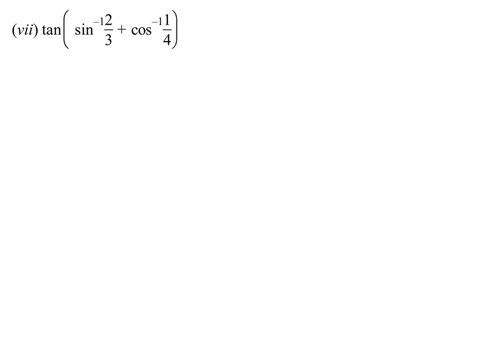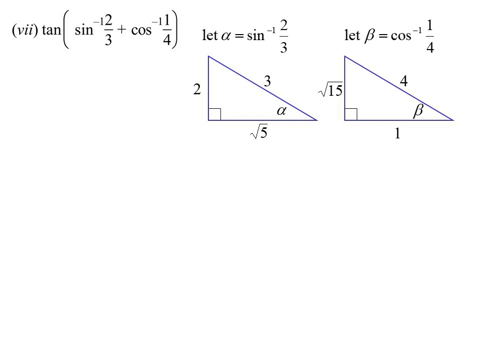Find the tan of the inverse sine of 2/3 plus the inverse cos of 1/4. Remember, these inverse trigs are representing angles. So it really is just saying the tan of alpha plus beta. So if alpha is the inverse sine of 2/3, I'll draw myself up a triangle. So the sine ratio is 2 on 3, other side's root 5. And I'll say beta is the inverse cos of 1/4. Draw up a triangle for that one. And there we go, root 15.